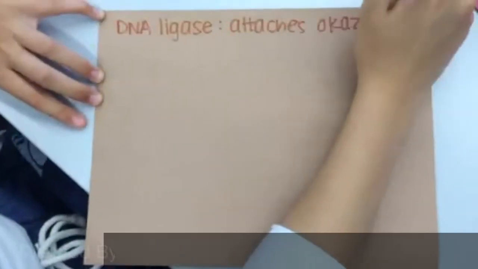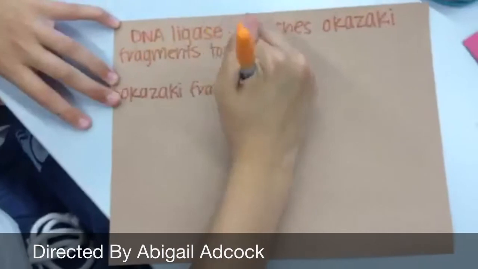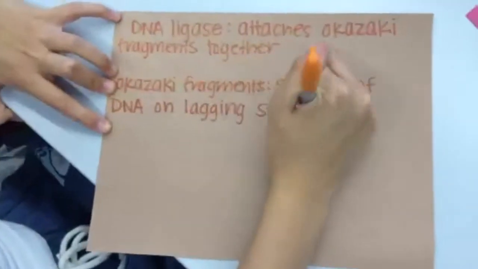The Okazaki fragments are sections of new DNA on the lag strand, and the RNA primers are the initiation site for the DNA polymerase III on the lag strand.